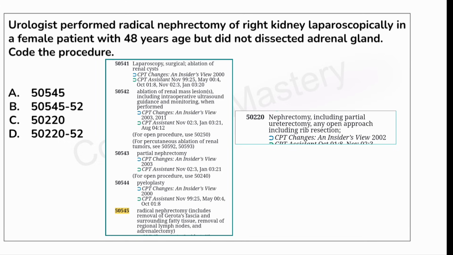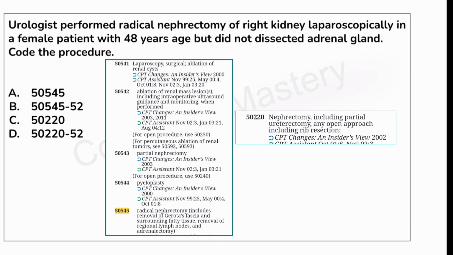Now let us read the question. In the question, they have given: a urologist performed a radical nephrectomy of the right kidney laparoscopically in a female patient, 48 years of age, but did not dissect the adrenal gland. Code the procedure. So which among these codes is correct?